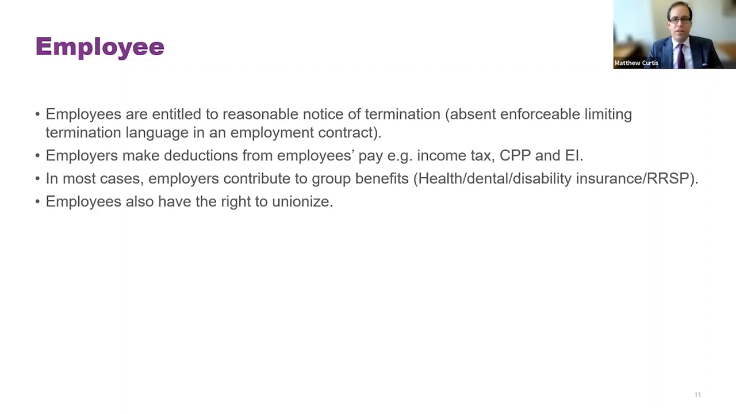Employers obviously make deductions from employees' wages, and that would be for things like income tax, Canada Pension Plan contributions, and EI premiums. Furthermore, many employers will choose to contribute to employee group benefits like health, dental, long-term and short-term disability, group RRSP plans, employee benefits of that nature. And of course, employees also have the right to unionize.